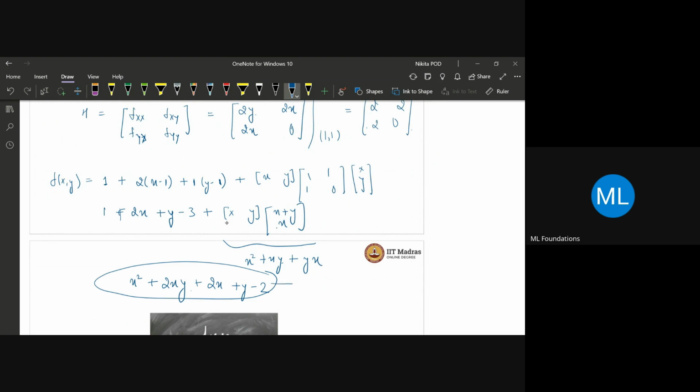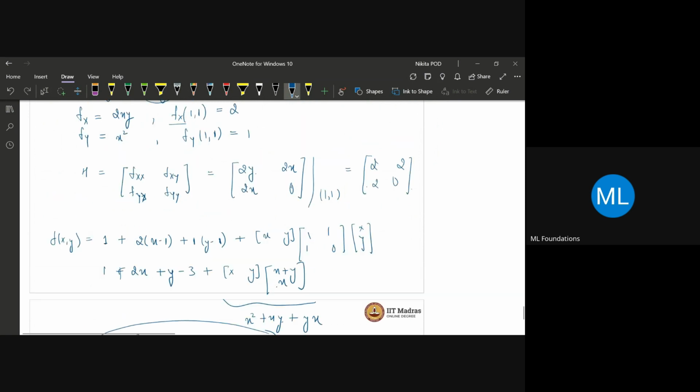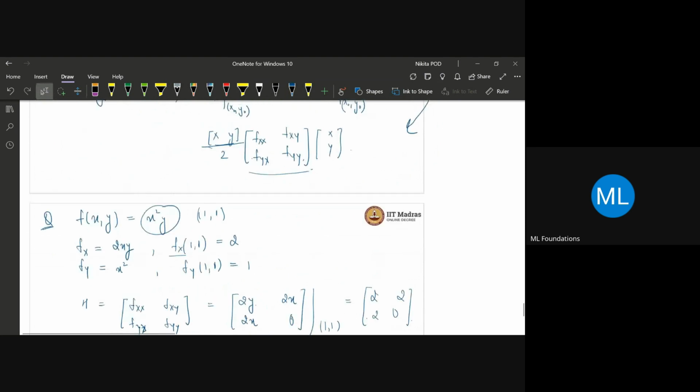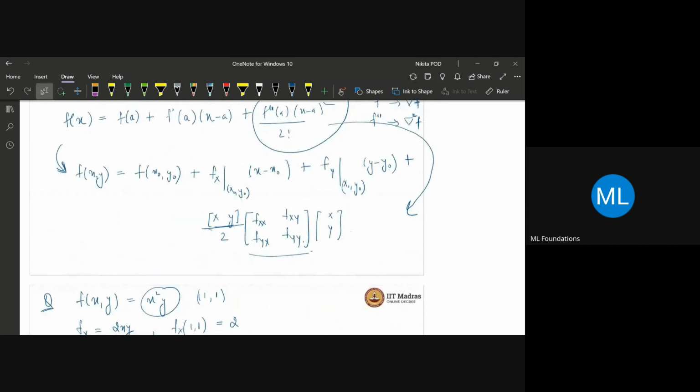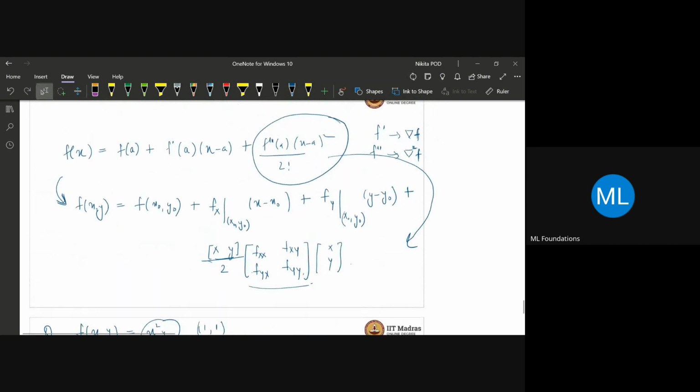Is that the answer? Okay. Yes, ma'am. I mean, you already know how to do the linear approximation. To extend it to quadratic, you just need to add this term. That's all. Okay.